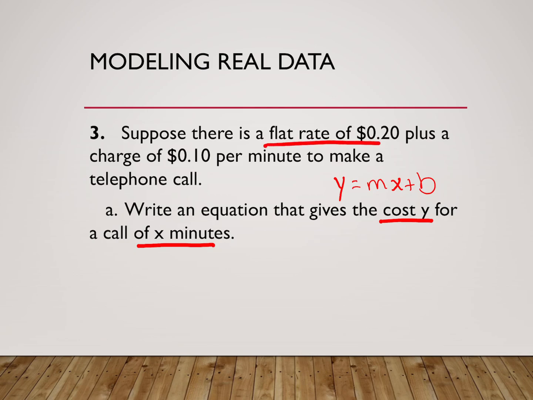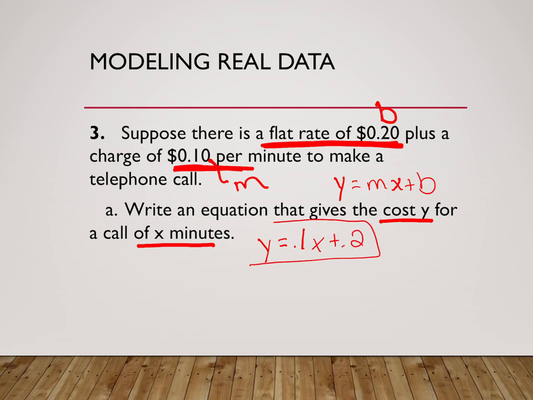So flat rate, whenever you see a constant or something you're going to pay no matter what, that's going to be like our b value. And a charge per something, this would be our slope. So our equation is just going to be y equals 0.1x plus 0.2. That's the equation we want.